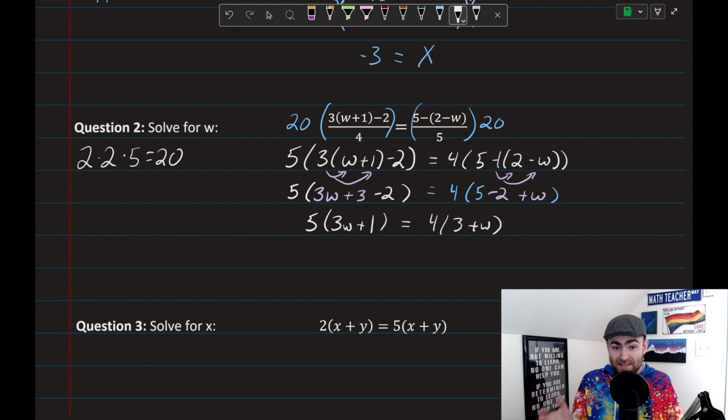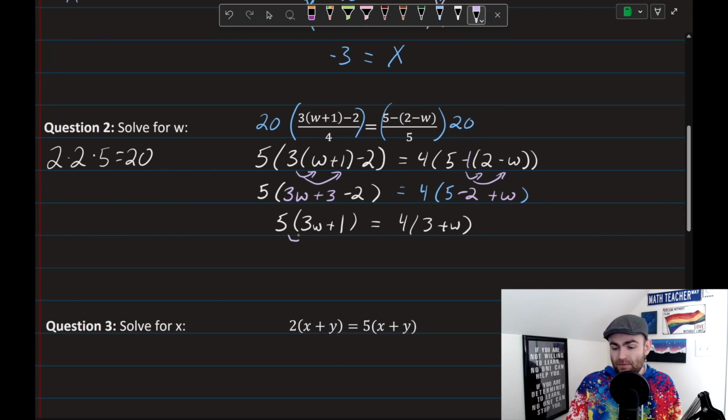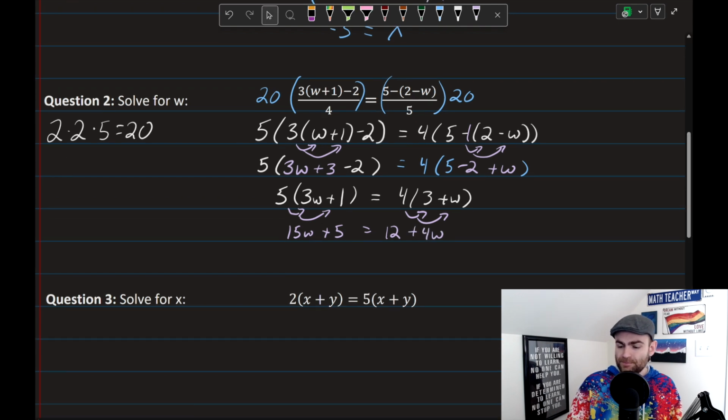Now, why do these parentheses exist? Well, the ones on the left exist because of the 5. Ones on the right exist because of the 4, so we're going to distribute that now. So 5 times 3w and 5 times 1. Well, 5 times 3w is 15w. 5 times 1 is 5, so a plus 5 there, equals, and then we'll do 4 times 3, which is 12, and 4 times w, which is a positive 4w.